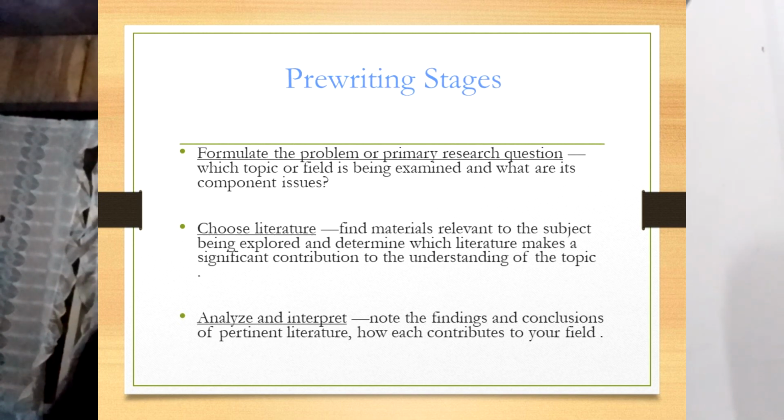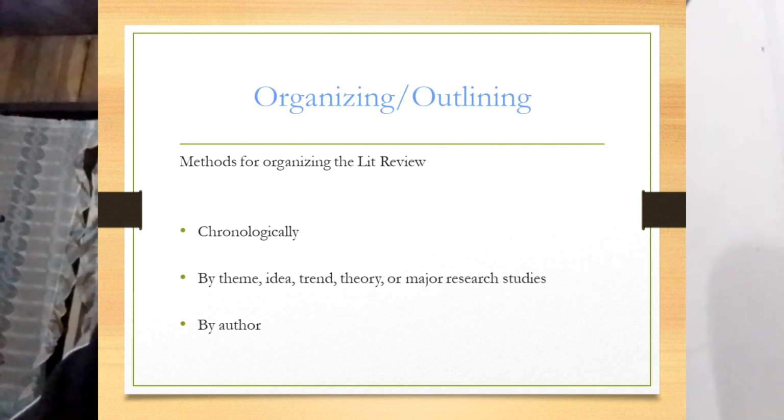So in this part, in analyzing and interpreting the lit review, we're looking for the gaps here. In this part, we're organizing and interpreting the information that we have already gathered. Okay, now here in organizing and outlining, this is part of the pre-writing stage.